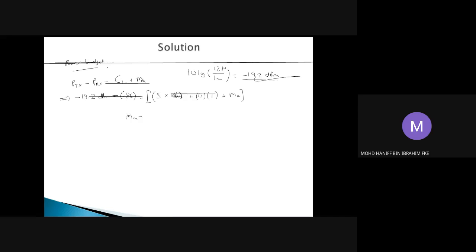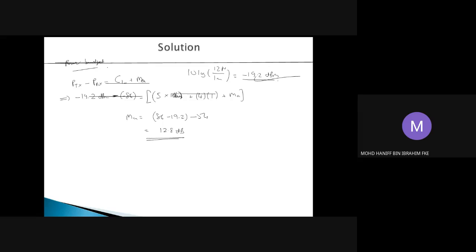So when we calculate this, the system margin shall be equal to 86 minus 19.2 minus 54. So what should be the value then? It should be 86 minus 19.2 minus 54, and that equals 12.8 dB.